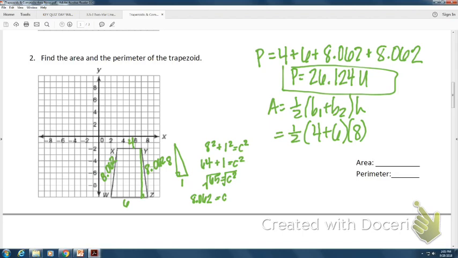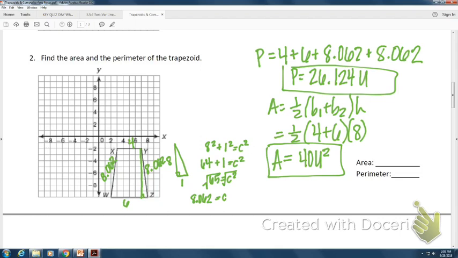I guarantee you that that's another mistake that will be made. Make sure you do not use a leg as your height, unless that leg is perpendicular to the base. Okay, 4 plus 6 is 10, times 8 is 80, times 1/2 is what? 40 units squared.